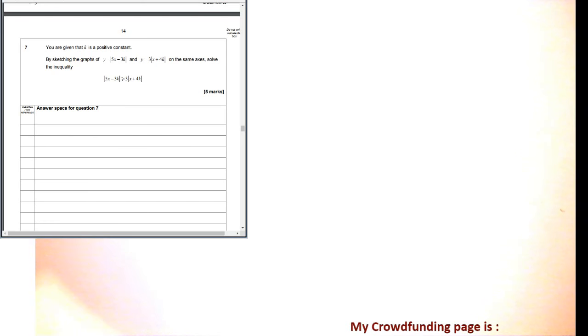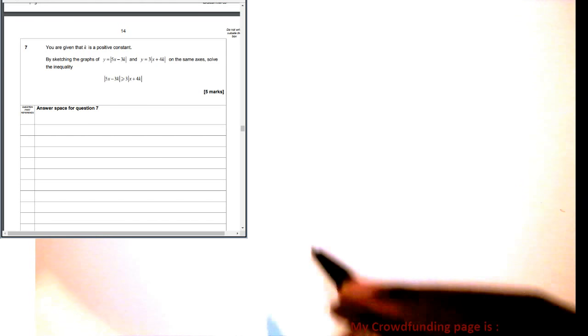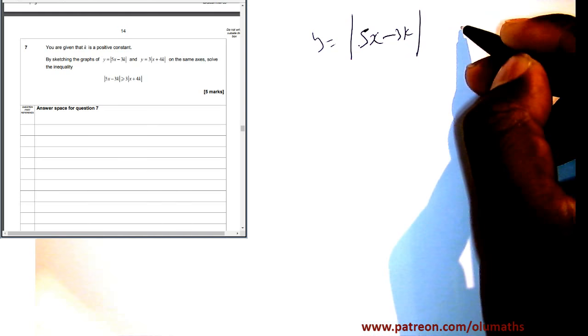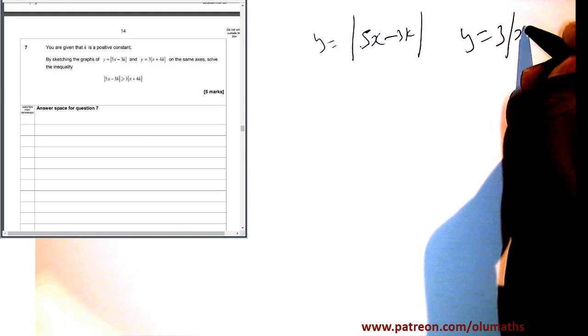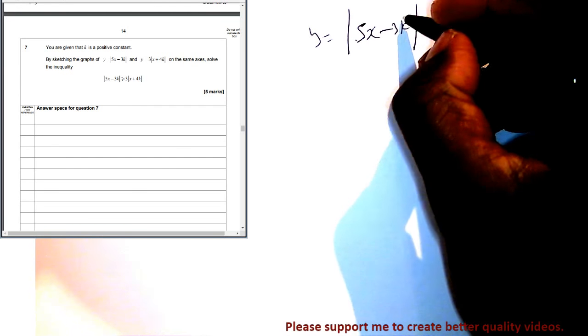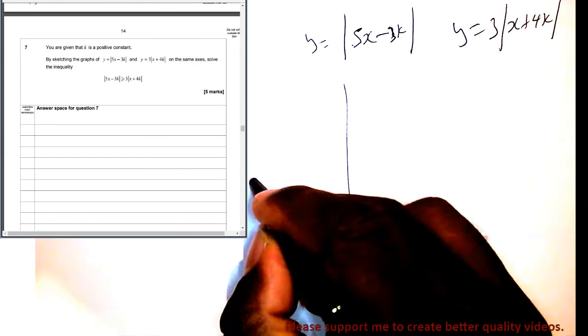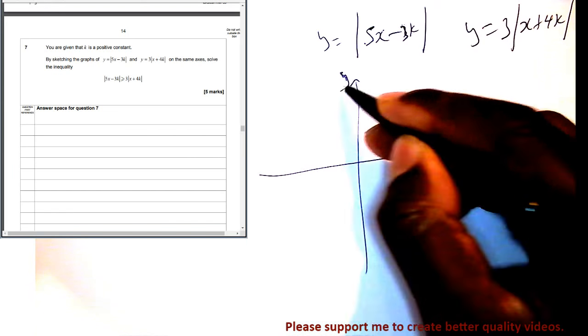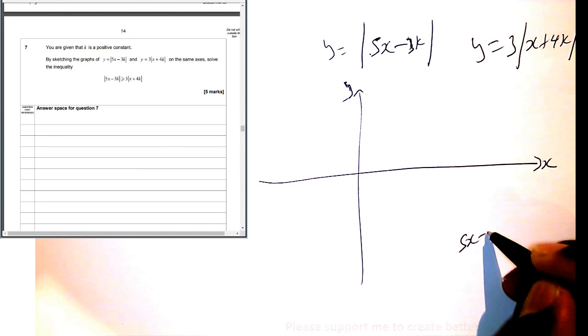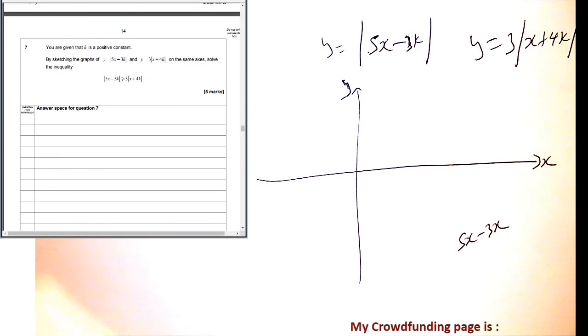So, for that question, it says sketch the graph of y equals modulus of 5x minus 3k, also the graph of y equals modulus of 3x plus 4k. Again, it's what I just said, it's straightforward. Let's start with this first one. So that's my y-axis and that's my x-axis. Ignore the modulus sign for now. How would you have plotted 5x minus 3k? Now, they've said k is a positive constant, so 5x minus a constant.